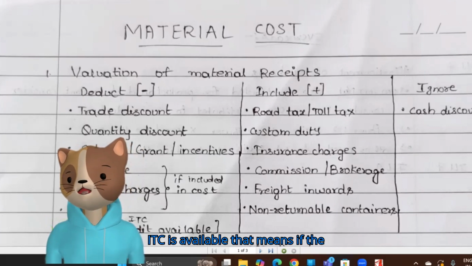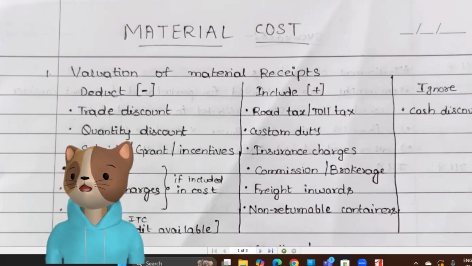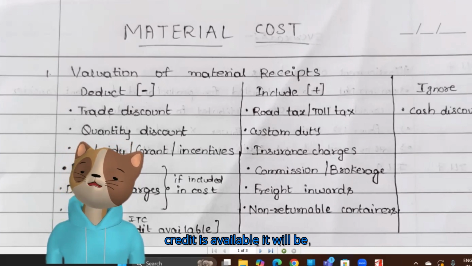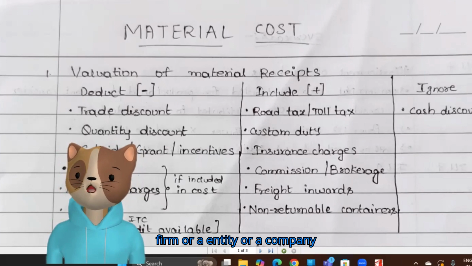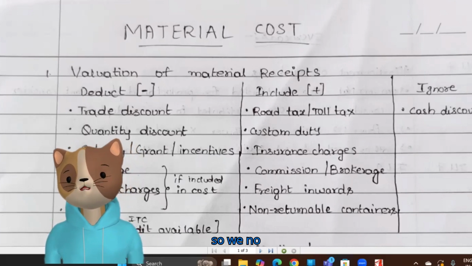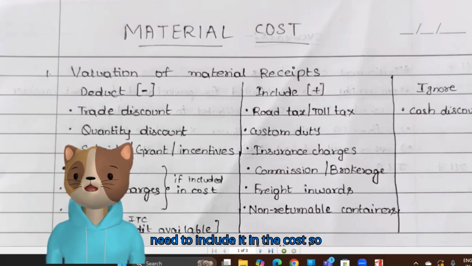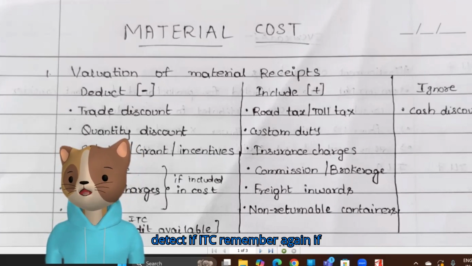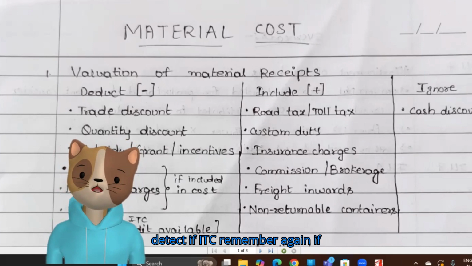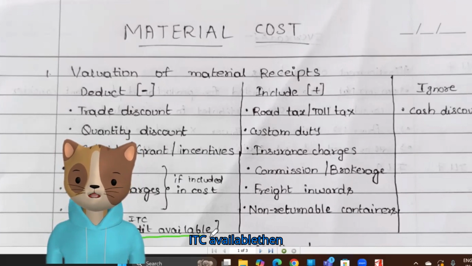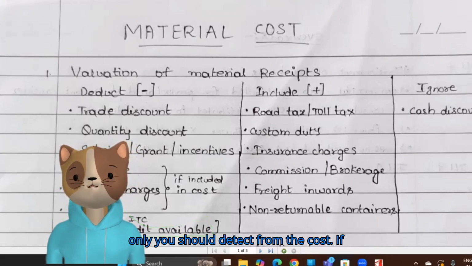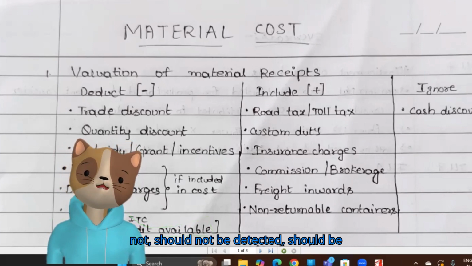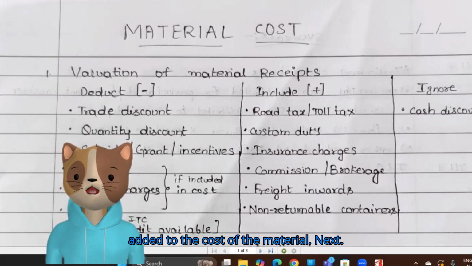If ITC is available, that means if the credit is available, it will be refunded back to the firm or an entity or a company. So we need not include it in the cost. So deduct only if ITC is available, remember again, only if ITC is available should you deduct it from the cost. If not, it should not be deducted, it should be added to the cost of the material.